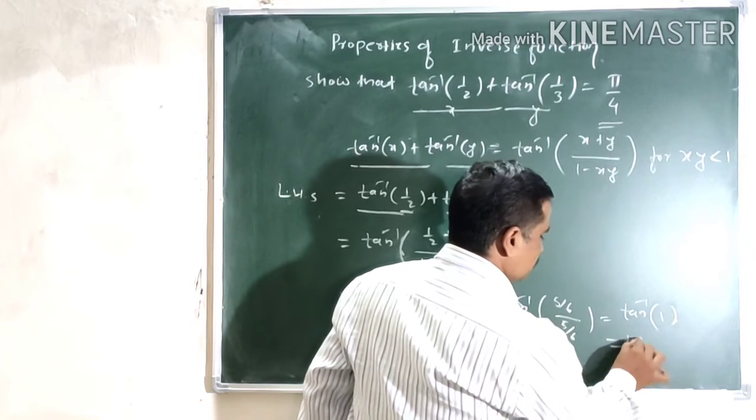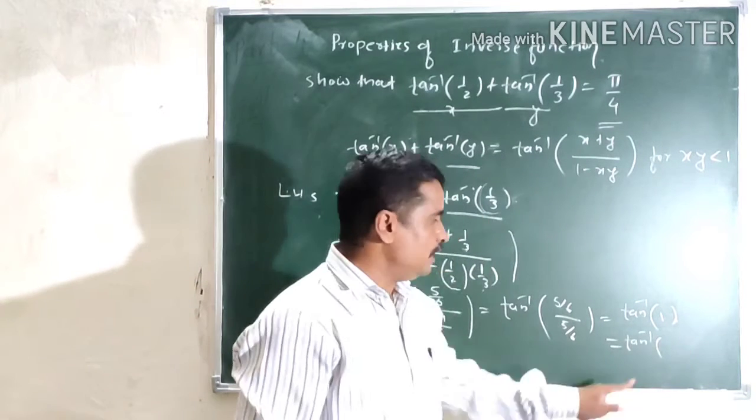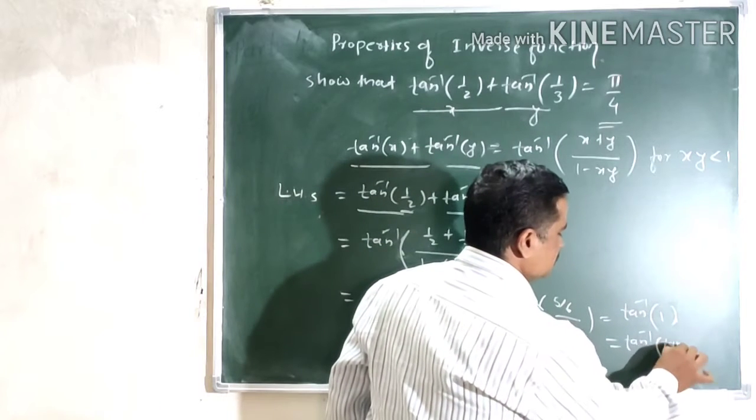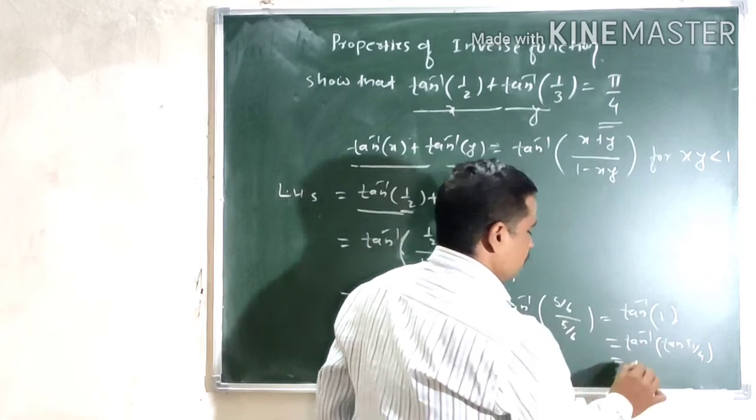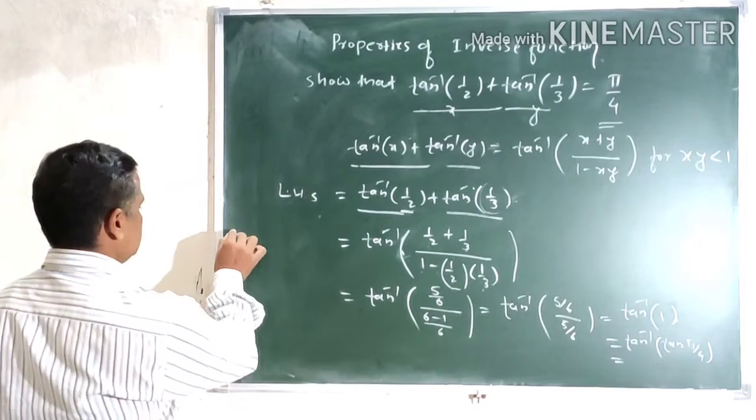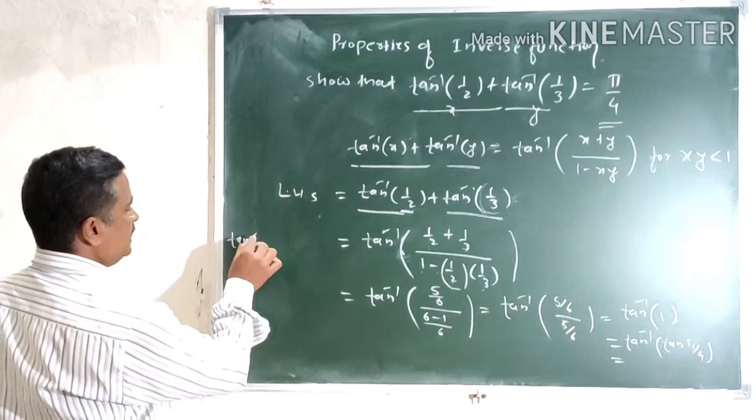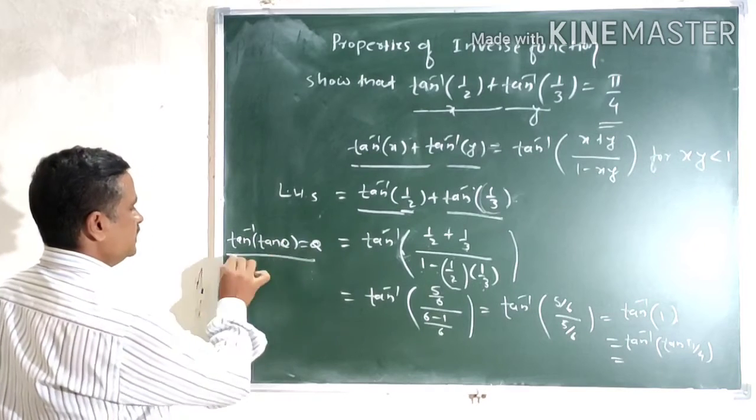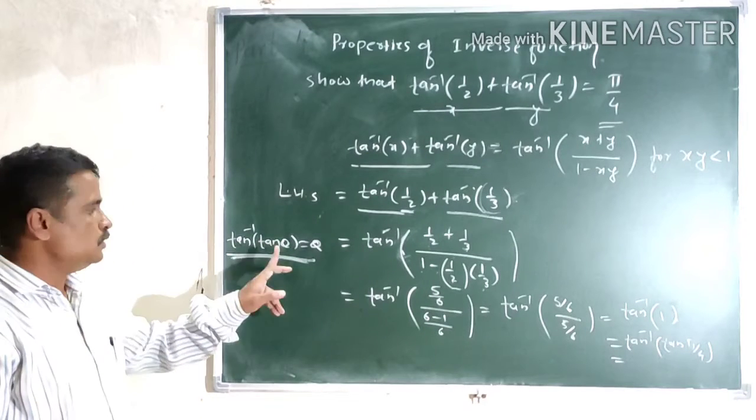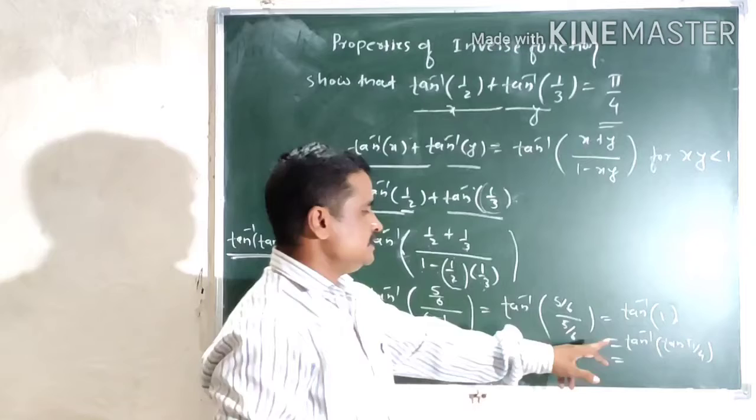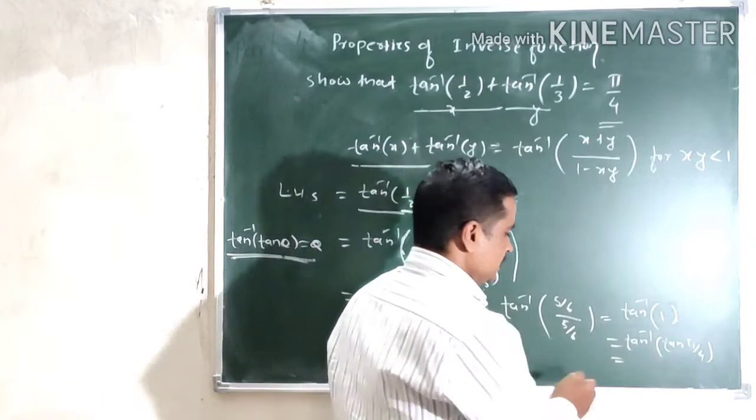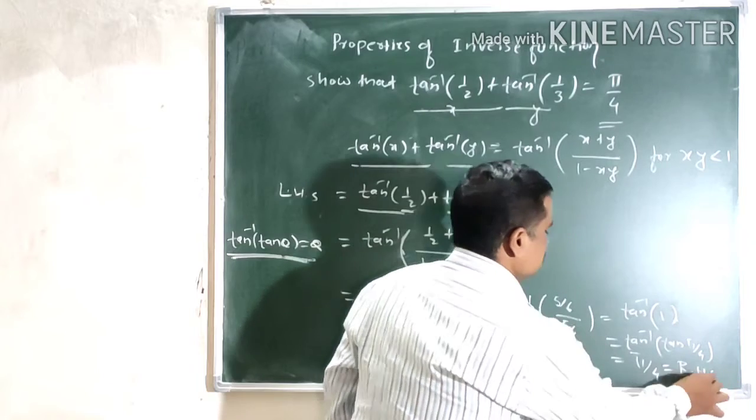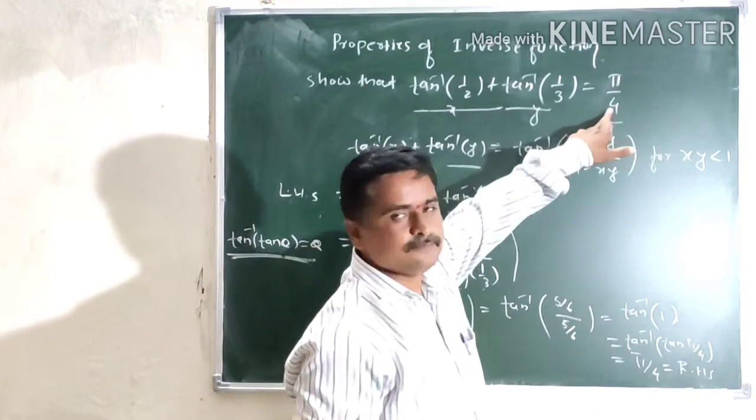But we can substitute the value of 1 as tan pi by 4. We know the result that tan inverse of tan theta equals theta. That means tan inverse of tan pi by 4 equals pi by 4, and that is equal to the RHS. So pi by 4 is nothing but the RHS.